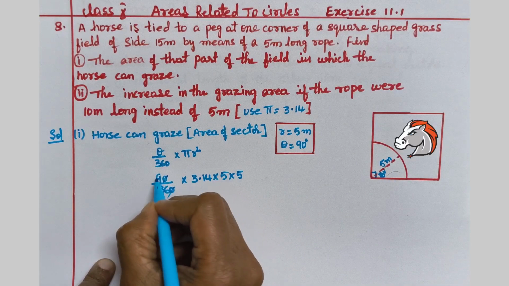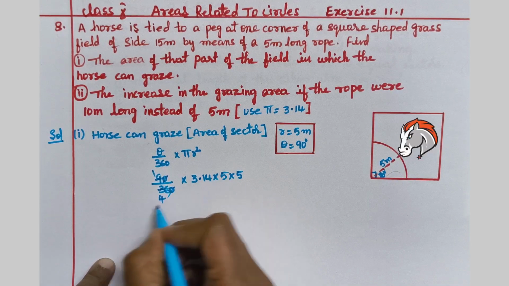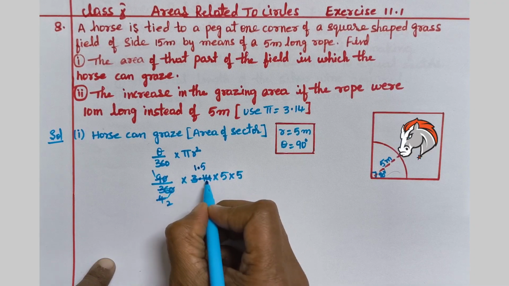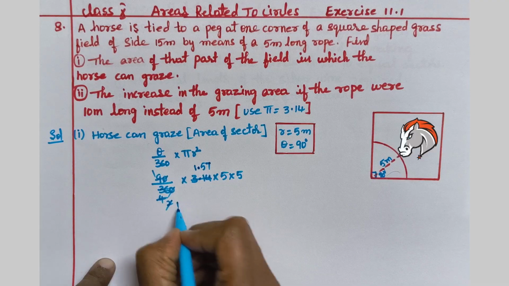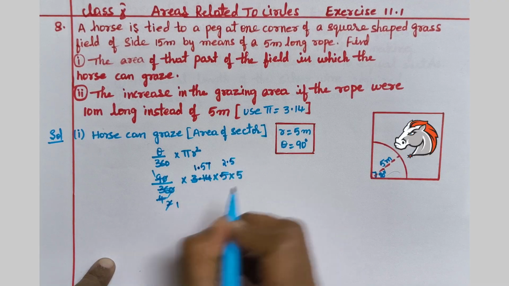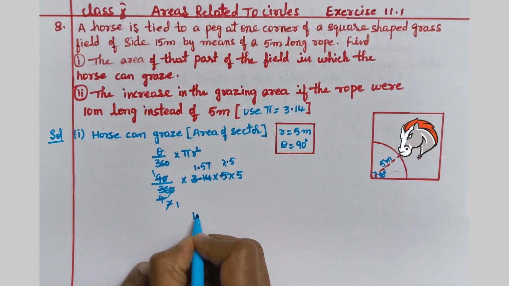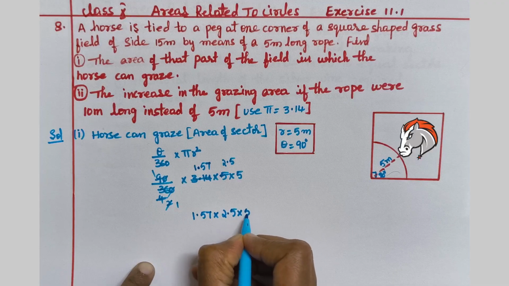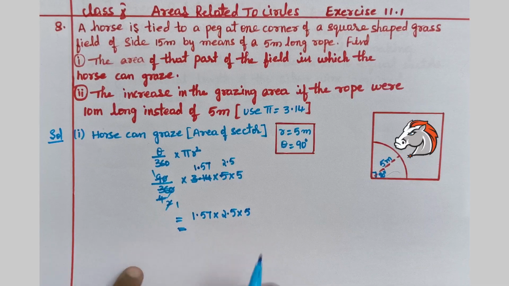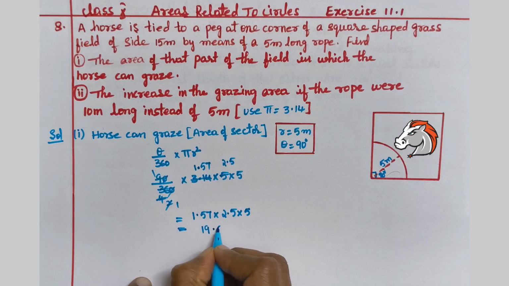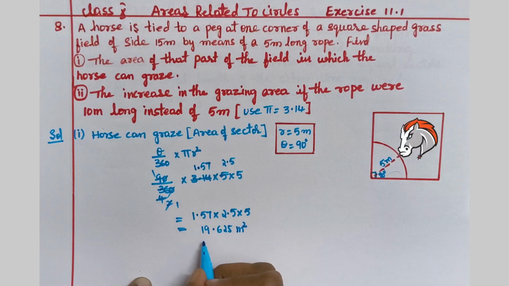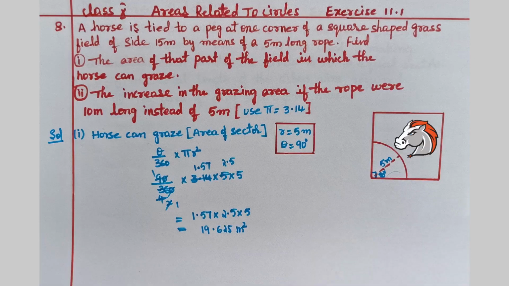Okay, 0, 0 cancel. 9 ones are 9, 9 fours are 36. Now see here, 2 twos are 4, 2 ones are 2, 2 fives are 10. Here 1 remains. 2 sevens are 14, next 2 ones are 2, 2 twos are 4. Now what remains? 1.57 into 2.5 into 5. These all multiplied means you will get 19.625 meter. So we will write area is there means we will write meter square. So this area is 19.625 meter square, is the answer.